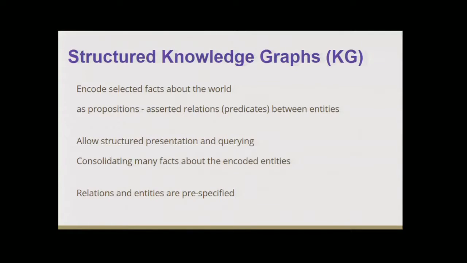So these are typical knowledge graphs, or typical ways in which human knowledge and facts are encoded in a structured manner. The idea is to encode selected types of facts that are considered to be prominent or important. They are encoded as propositions, similar to a first-order logic interpretation. You have a predicate, you have arguments, and they assert propositions by asserting predicates over arguments.